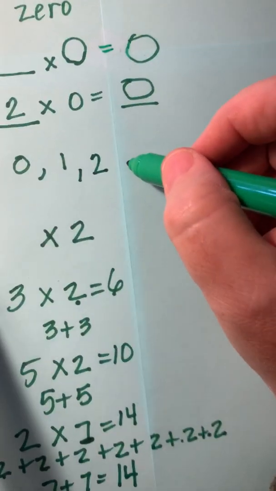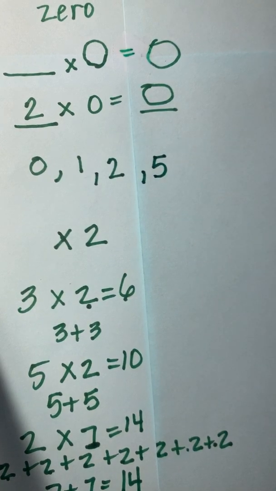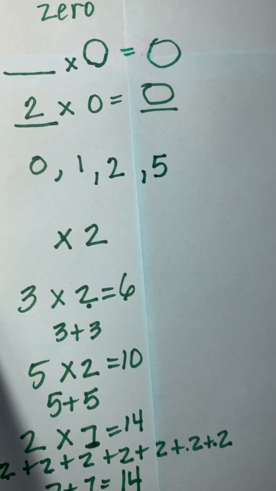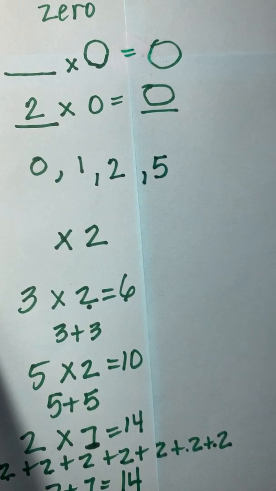I'm going to skip 3 and 4, and let's talk about multiplying times 5. I'm going to end the video, and I'll come back and show you times 5. This is part 2.